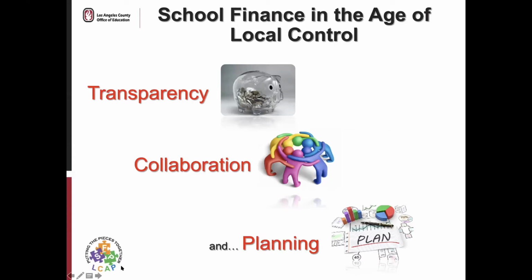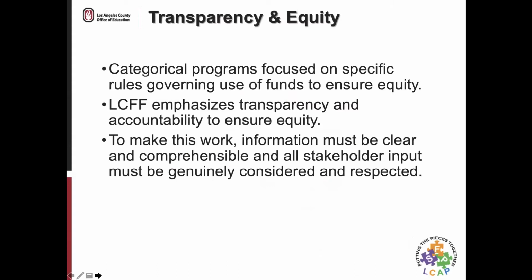On the next slide, let's take a look at the first one, transparency and its connection to equity. When state categoricals were replaced by LCFF, transparency was a key component. It was really meant as a check on the use of funds to support the needs of students previously served by categorical funds. In the past, we had a set of laws that were gatekeepers as to how funds could be used. The gatekeepers are now your stakeholders in your community, and thus transparency is important so they can ask questions and understand how the district's meeting its obligation for equity.